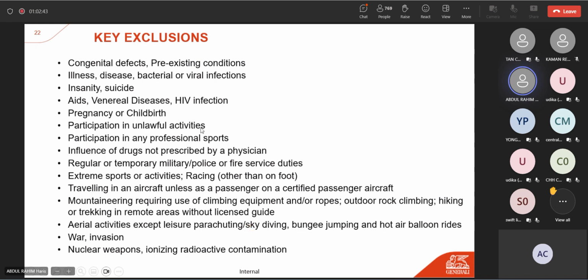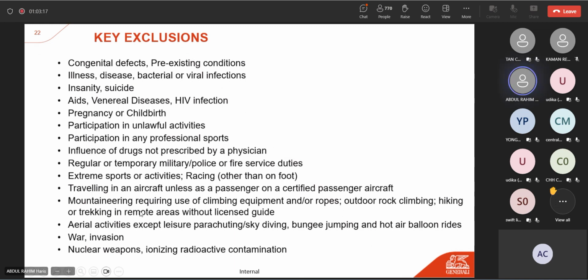Obviously, anything participation in any unlawful activities, and as a professional athlete, those are also excluded if you are earning money from sports. So influence of drugs not prescribed by a physician, temporary police activities, duties, extreme sports, racing other than on foot. So means marathons are still covered. There was a question last time on whether we cover when it's marathon.